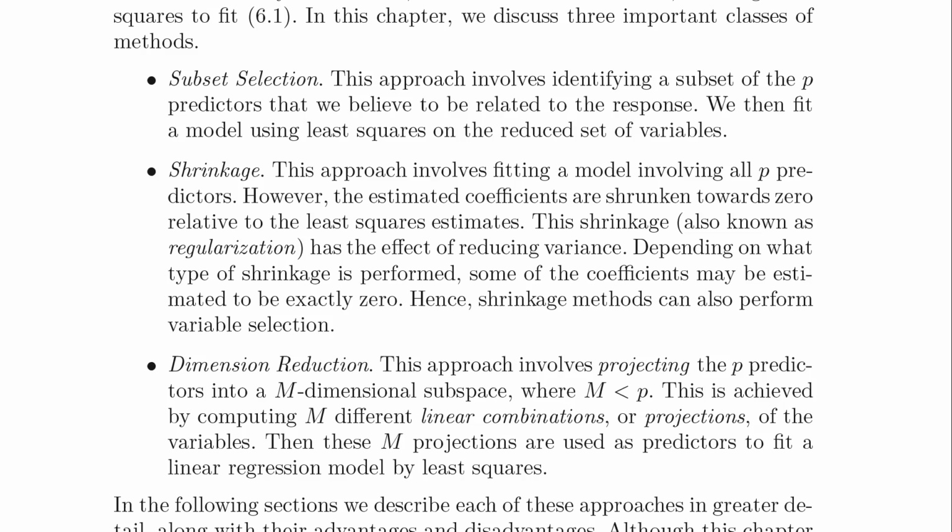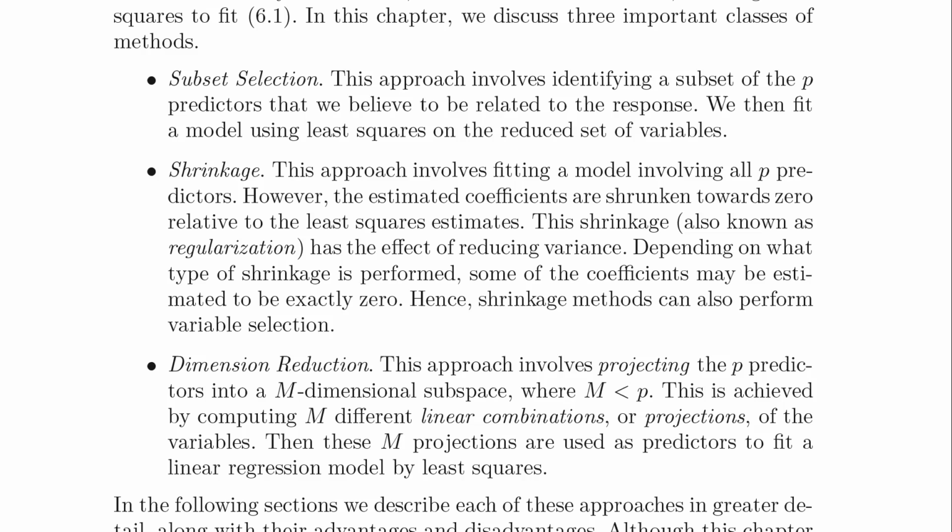Shrinkage. This approach involves fitting a model involving all P predictors. However, the estimated coefficients are shrunken towards 0 relative to the least squares estimates. This shrinkage, also known as regularization, has the effect of reducing variance. Depending on what type of shrinkage is performed, some of the coefficients may be estimated to exactly 0. Hence, shrinkage methods can also perform variable selection. Okay, so in many ways, it comes similar to subset selection.